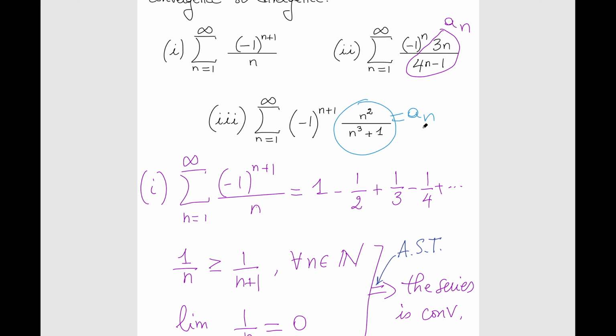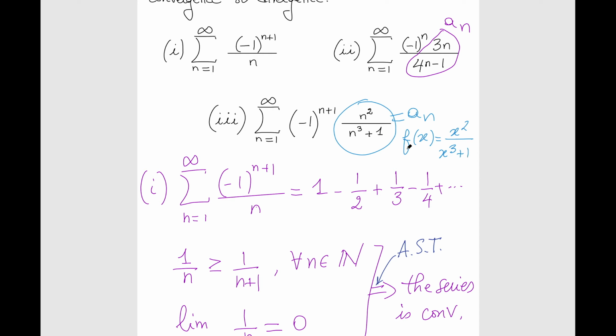Now, the first requirement to apply the alternating series test is that these an's be eventually non-increasing. So you want to show that an plus 1 is less than or equal to an for all n, starting from a certain rank on. How are you going to do that? One way is to look at the related function, x squared over x cubed plus 1, and show that that function is decreasing from a certain positive x on. So you're going to look at f(x), which is x squared over x cubed plus 1.